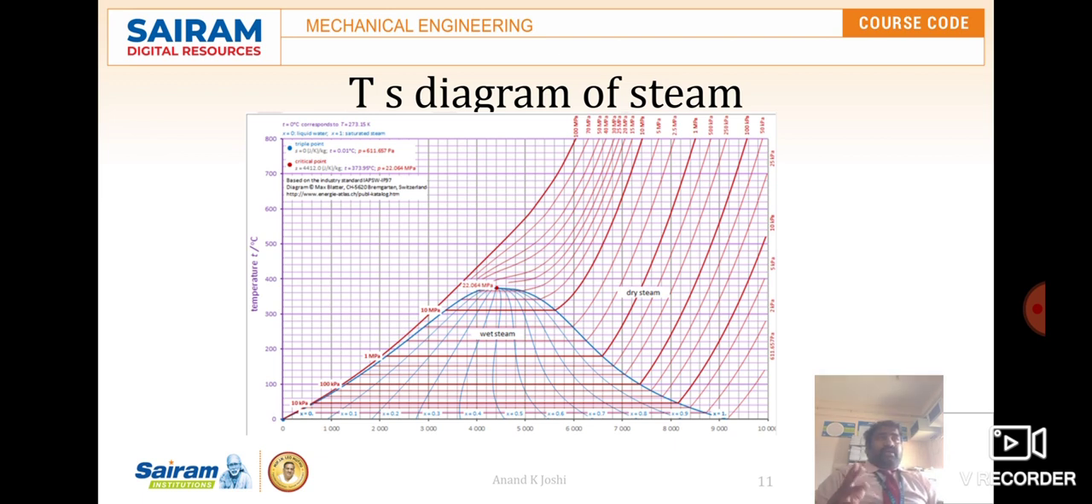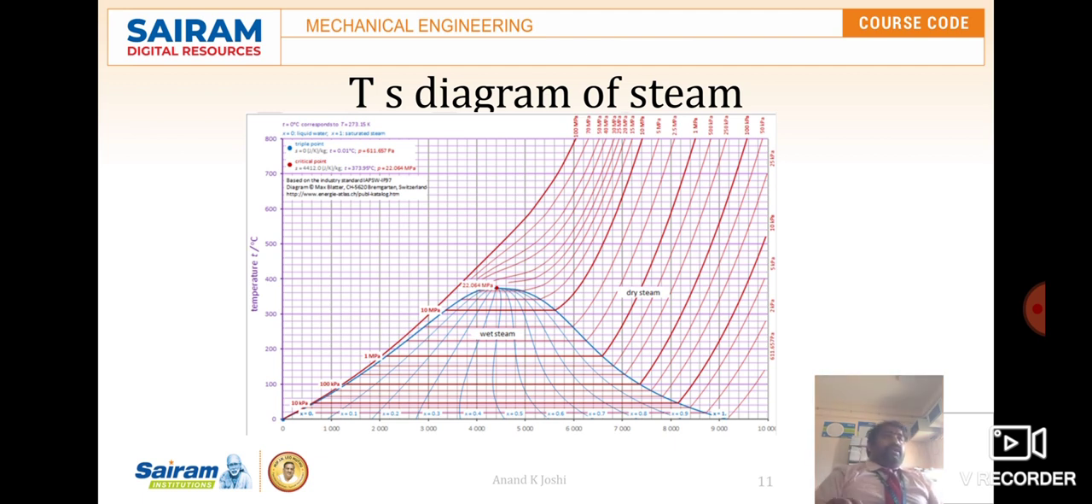Along the abscissa of this diagram is the entropy per kg of water and steam, above the freezing point of the water, and the vertical ordinate shows the temperature as shown in the figure. So here the vertical axis is temperature, and the horizontal axis is entropy.